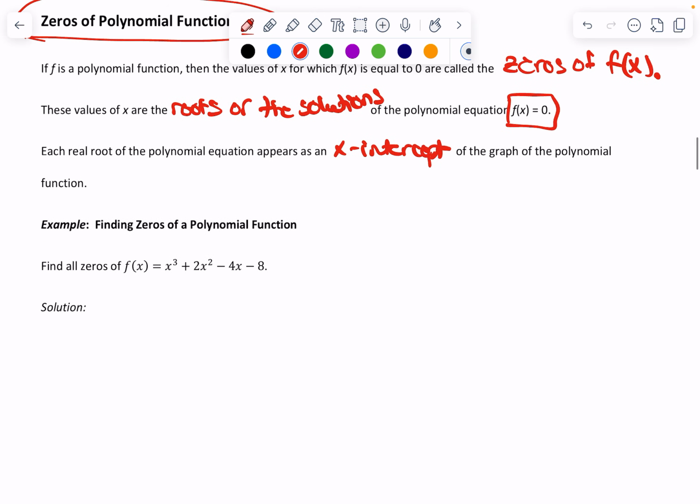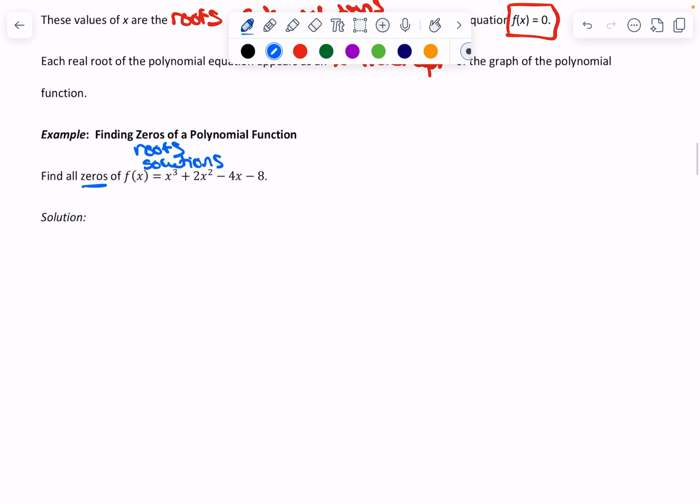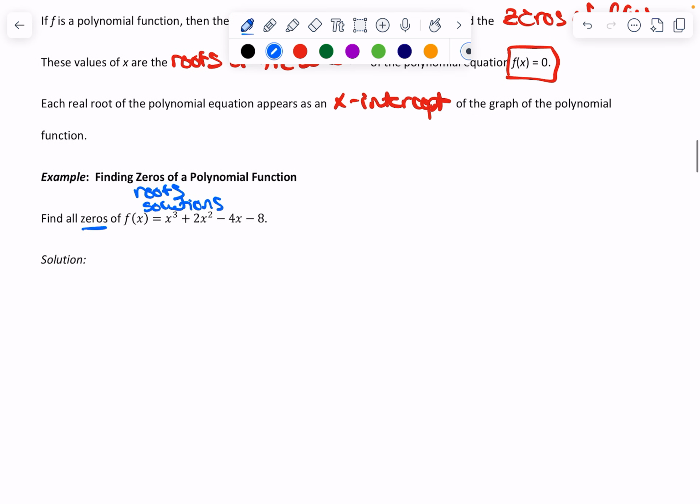So let's look at an example. We're going to go ahead and find the zeros. Remember, the zeros are the same thing as the roots and the solutions. There are many names for these. This one is asking to find all zeros, but if you're being asked to find all the roots or all the solutions, you're doing the exact same thing. So what we need to do is set the function equal to 0: x cubed plus 2x squared minus 4x minus 8 equals 0.